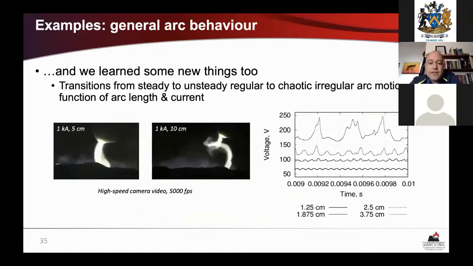Another effect that comes out of the nonlinear nature of the governing equations is that the arc undergoes transitions in how it behaves in time. And those transitions are dependent on the parameters of the problem. So here's an example case where we changed the arc length and we saw a change in behavior between regular oscillations of the arc column and really chaotic, unpredictable motion. We originally saw this kind of behavior in the models, as shown in the traces on the right of the voltages, and we really only found the transition effects in real life later when we started pointing high-speed cameras at some of our arcs.